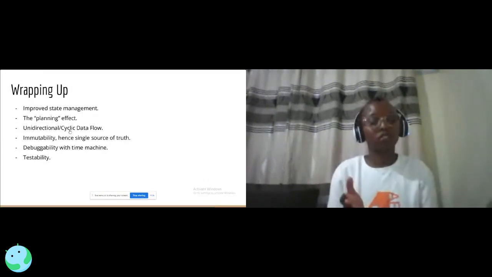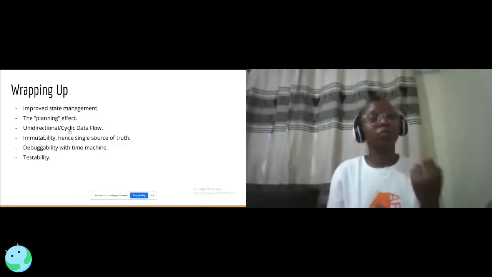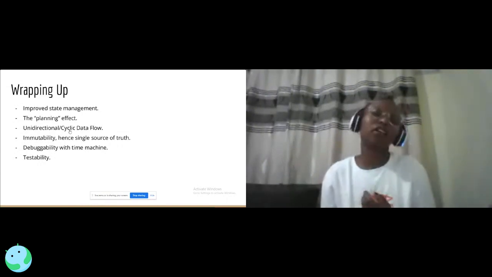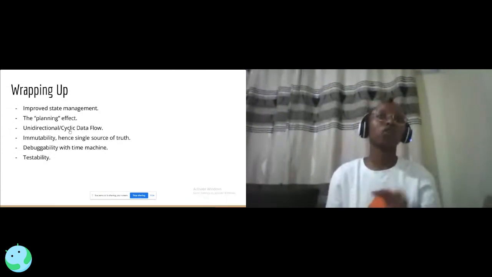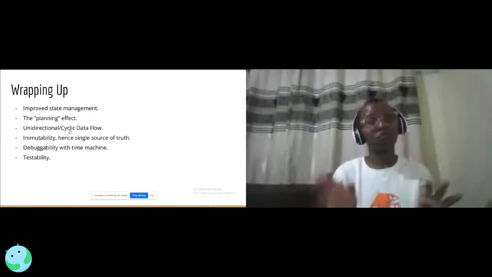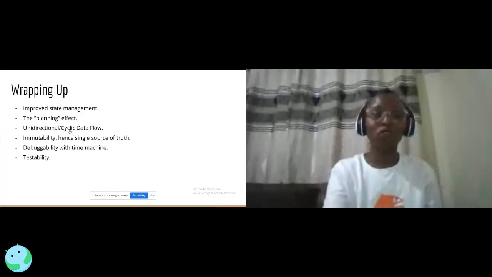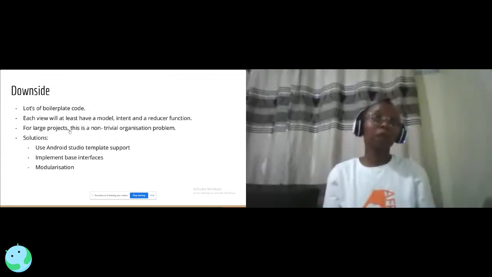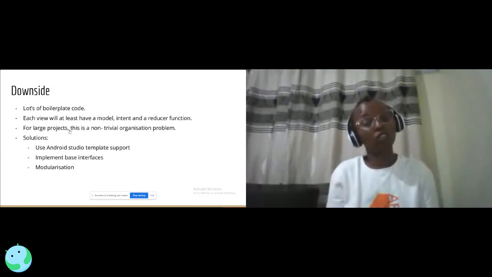You have a time machine, you can log the states, and you can easily reproduce the states that led to a particular issue, crash, or unexpected behavior in your app. And testability, both for unit tests and UI tests: you have independent, individual components which you can easily test. The only downside with MVI is you can easily get boilerplate code, because for each view you have at least a model, an intent, and a reduce function.